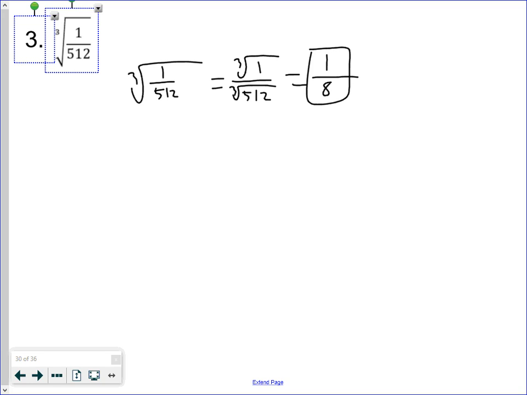That's just one of our properties. If you have the cube root of a fraction or of a quotient, you can distribute that root or that radical to the top and to the bottom. That's just the property that we use in this problem to be able to solve it out.